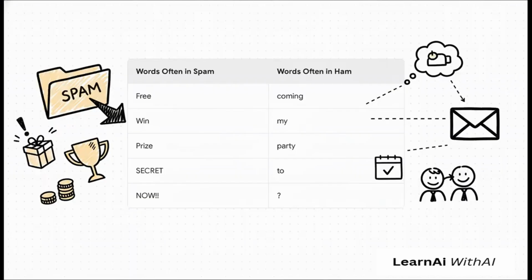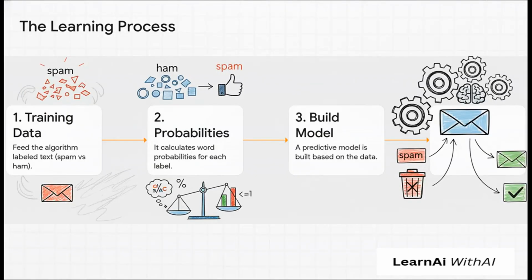The algorithm then just crunches all that data. It builds little tables, kind of like this one, learning that words like free, win, and prize show up way more often in spam. So here's the whole process laid out. You start by feeding it all that labeled training data. From there, it calculates the probability for every single word it sees, learning which words are red flags for spam. All of that data builds what we call a predictive model. And once that's built, it's ready to go to work on any new email that comes its way.